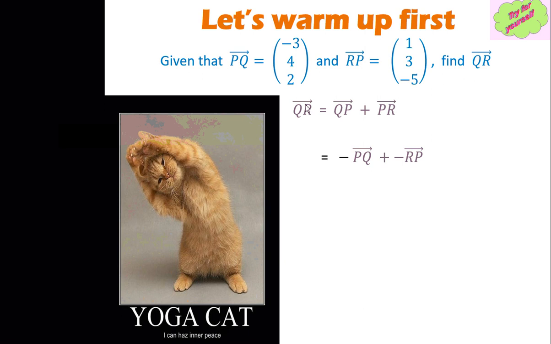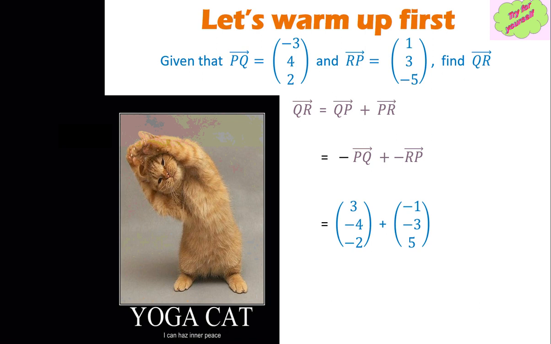So QR, because you notice QR is like starting at Q going to P, and then from P going on to R. So that's why you can come up with a plan like this. QP is like the negative of PQ, so 3, negative 4, 2. And PR is the negative of RP, so negative 1, negative 3, 5.